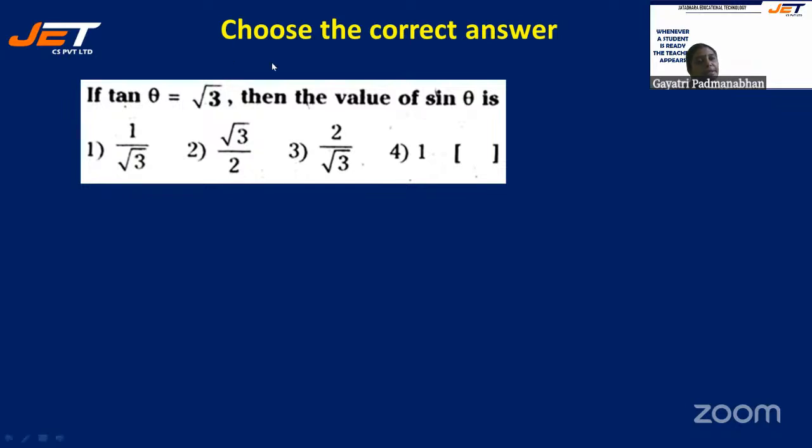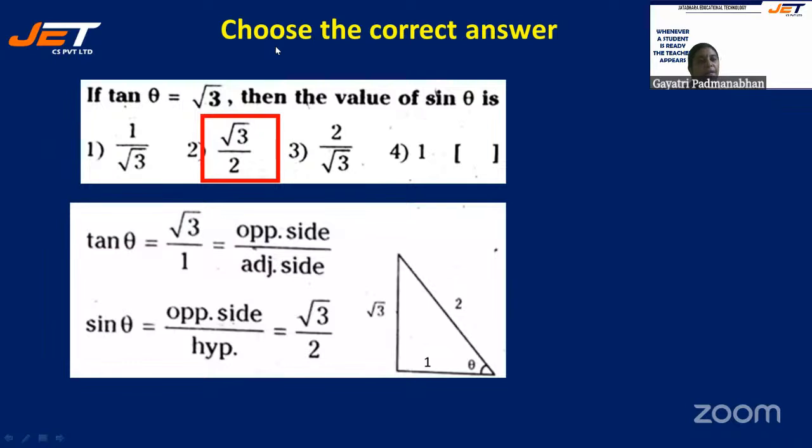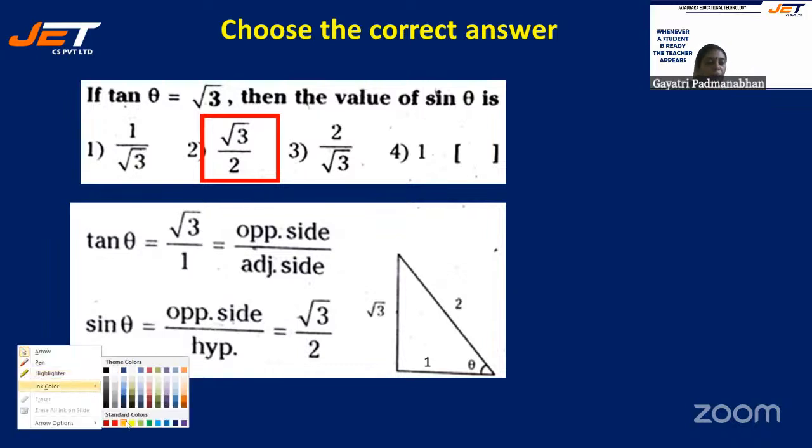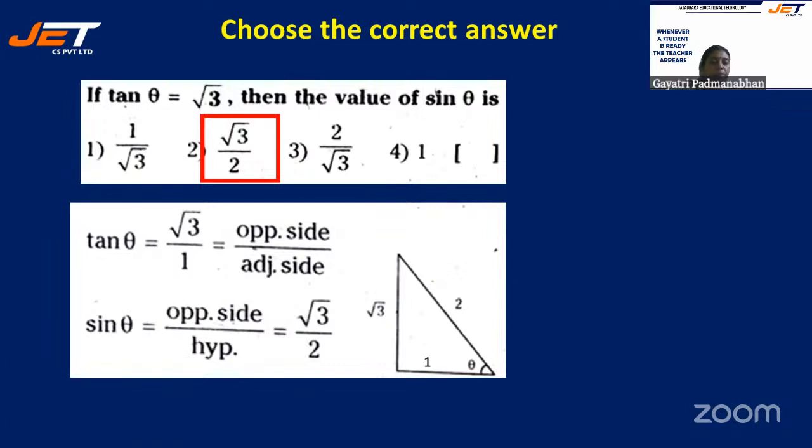Okay, so what is tan theta? You should know. It is sine by cos, isn't it? So your time is almost over. Let's see. Tan theta is, you can see here, it is root 3 by 1. How root 3 by 1? This is hypotenuse. The angle theta, the side which is opposite to theta, here we call it the opposite side. Next to this, you call it the adjacent side, isn't it?